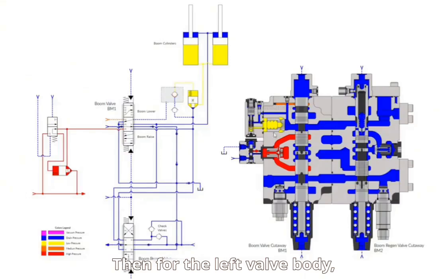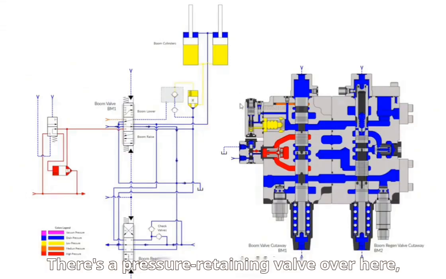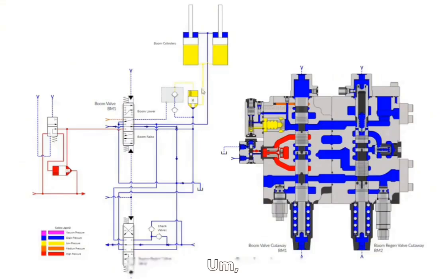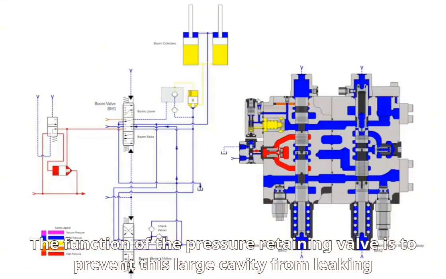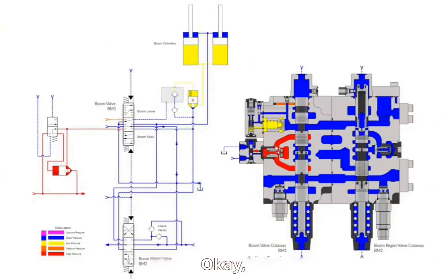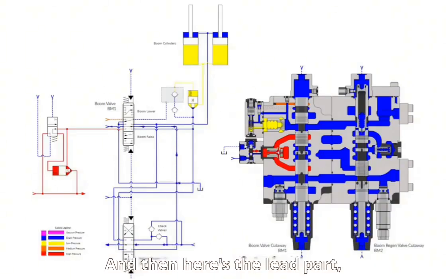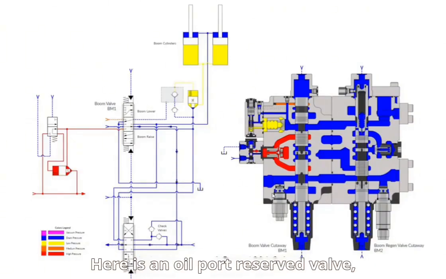For the left valve body, there's a pressure retaining valve over here, also called a latching valve, corresponding to the structure of the highlighted part of the picture. The function of the pressure retaining valve is to prevent this large cavity from leaking and causing the arm to fall. Okay, here is a one-way valve, the highlighted part. And then here's the lead part. Here is a reserved oil port valve.